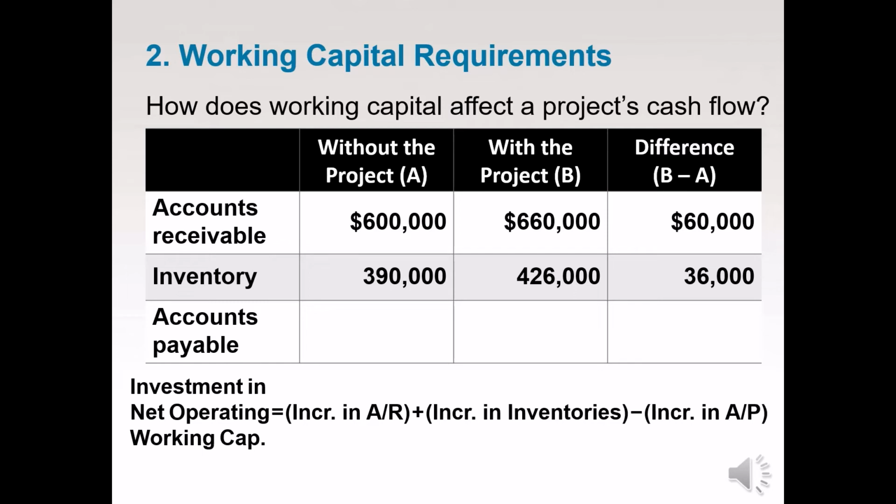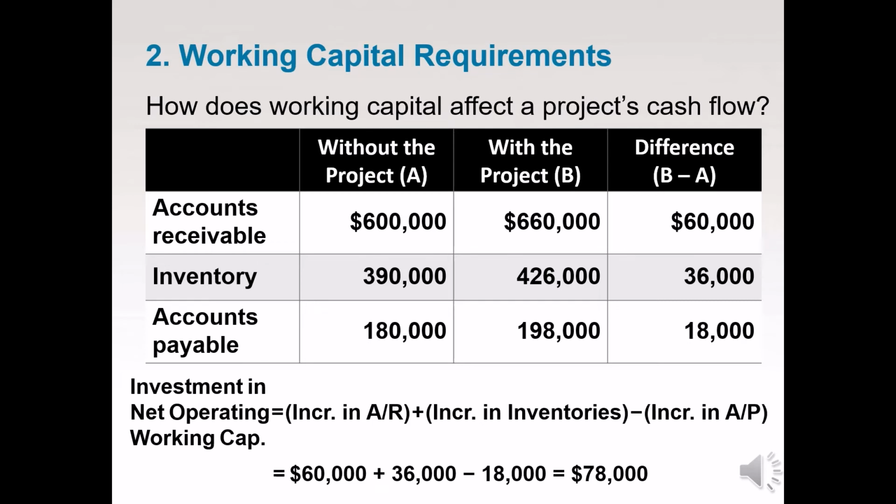The inventory before the project is $390,000. That's how much they need to commit to inventory today. With the project, their inventory needs are going to go up to $426,000. That's an increase of $36,000. Taking a look at their accounts payable, without the project, their accounts payable right now is $180,000. Because of the increased activity and additional purchases, they expect their accounts payable to increase to $198,000. That's an increase of $18,000.